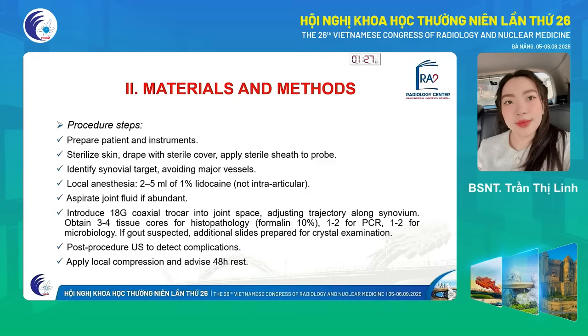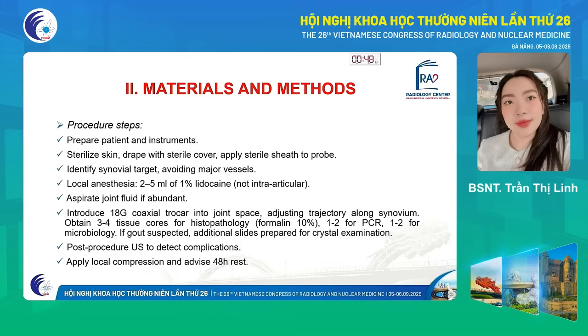First, prepare patient and instrument, sterilize skin, wrap with sterile cover, apply sterile sheet to probe, identify synovial target, avoiding vessel. Local anesthesia, 2 to 5 ml of lidocaine 1%, non-intra-articular. Aspirate joint fluid if abundant. Introduce 18-gauge coaxial trocar into joint space, adjusting trajectory along synovium.